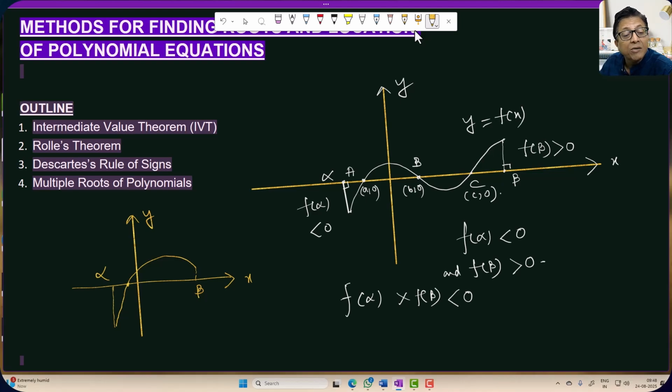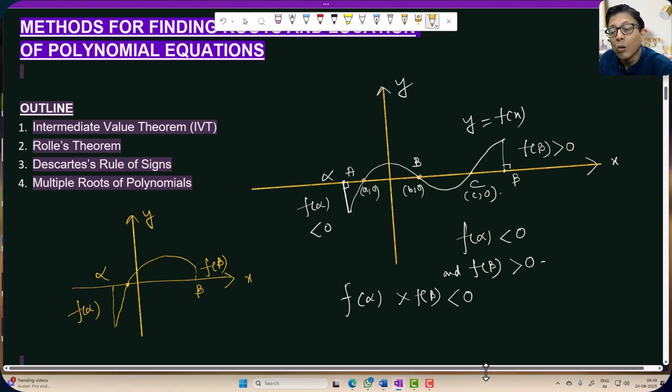So, what is the intermediate value theorem all about? It states that between 2 points alpha and beta, if the graph crosses the x-axis, there will be a root at that point where it crosses, provided the values of f(alpha) and f(beta) are of opposite signs. So if f(alpha) and f(beta) are of opposite signs, there exists at least one root. There may be 3 roots, and also there may be more than 3 roots.